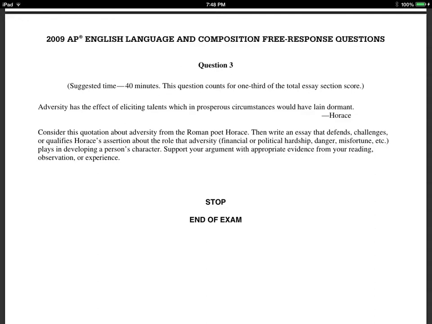Be sure when you're reading your prompt that you take time to understand the actual background that the College Board is giving you. Who said it? What time was it said, if it states that? What's the information that's going to help you understand where this person's coming from? The advice is going to be pretty much the same. Support your argument with appropriate evidence. Be sure that you read it carefully. Consider this quotation, those kinds of things.